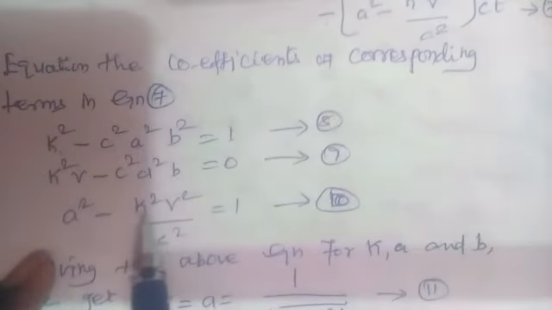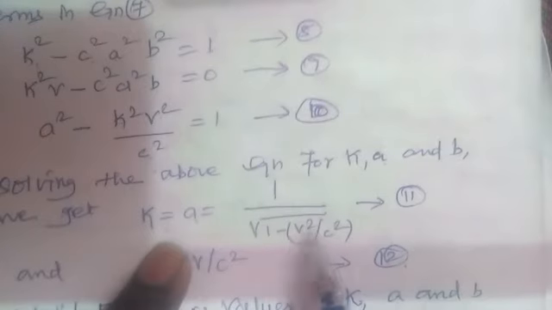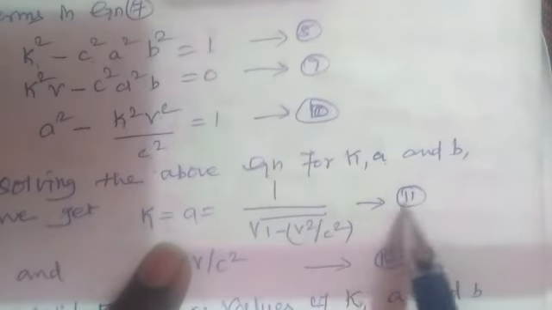So a square minus k square b square divided by c square equal to 1. This is equation number 10. Solving the above equations for k, a and b, we get k equal to a equal to 1 by root of 1 minus v square divided by c square. This is equation number 11.